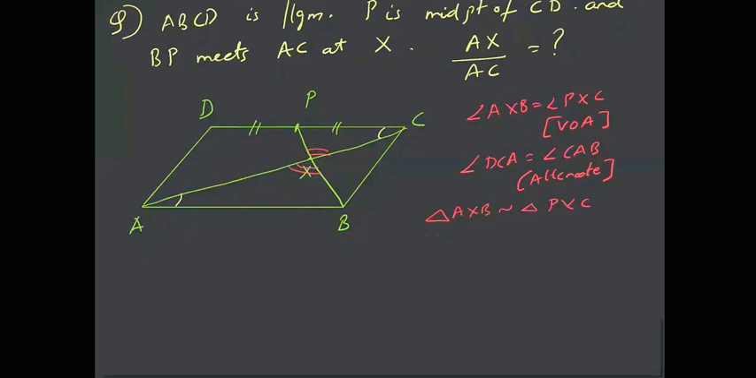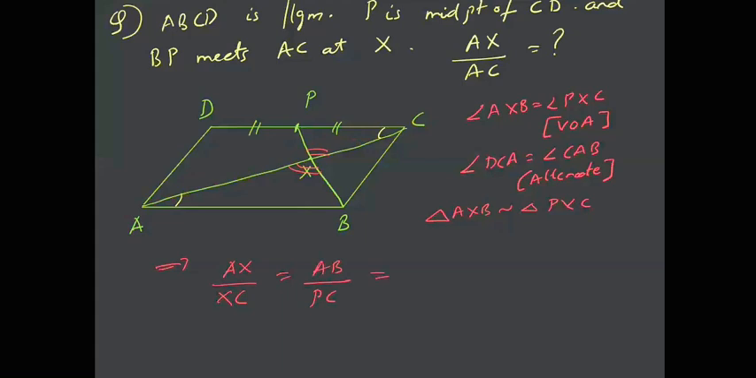Okay. So since these two triangles are similar, then we know that sides are proportional. So let us just use that formula for proportion of sides. So we need to find AX over AC. So let us first find AX over XC. So AX over XC would be AB over PC, right?